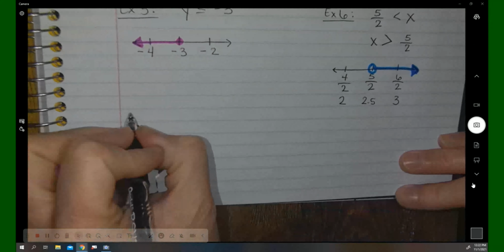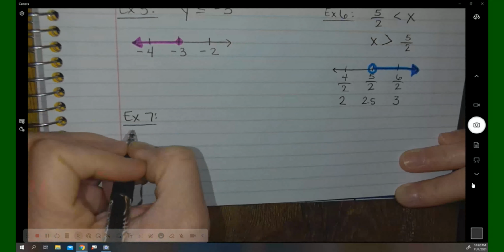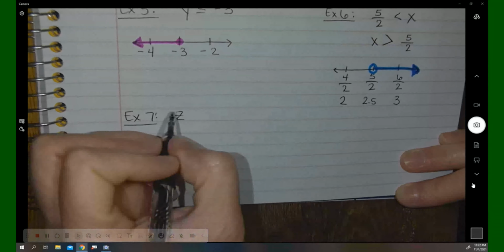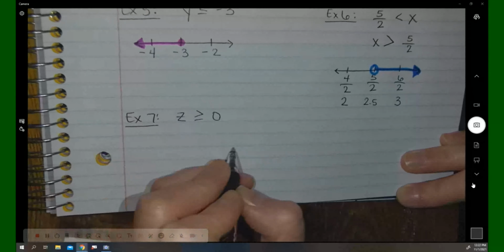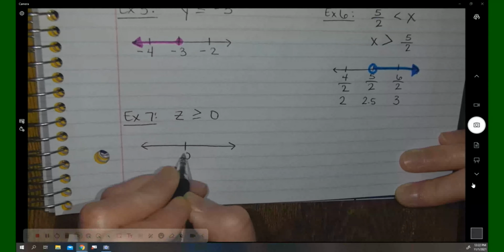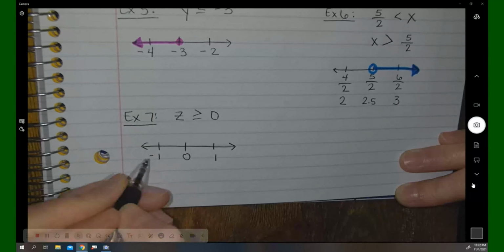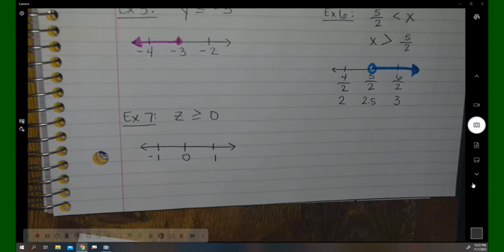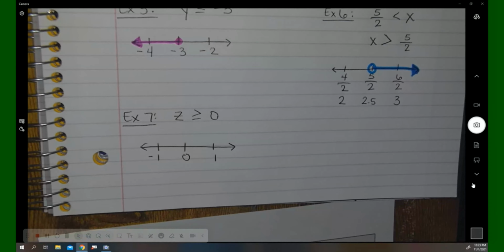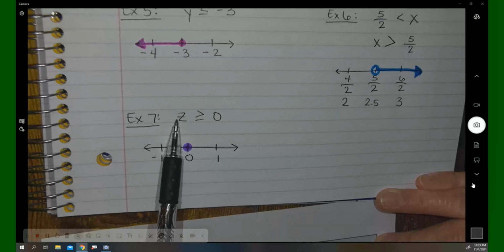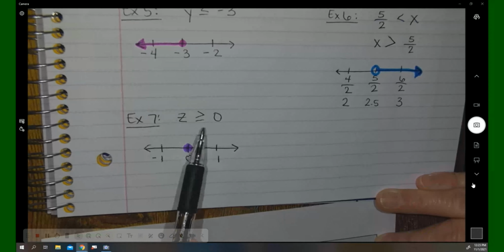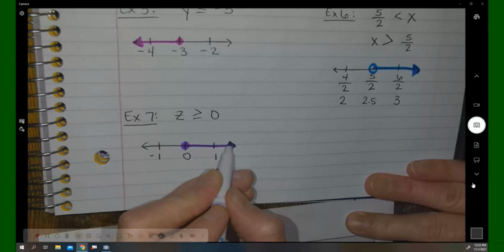And then example 7, we have z is greater than or equal to 0. So again, I'm going to put my 0 on here. One above would be 1. One below would be -1. I could do 10s, 5s, whatever I want, but I have to do something above and something below. I have greater than or equal to, so I know it's a closed circle, and it's a closed circle, like I said before, at 0. And then we're going to test. Is -1 greater than or equal to 0? No. Is 1 greater than or equal to 0? It is. So we'll shade everything towards that +1.